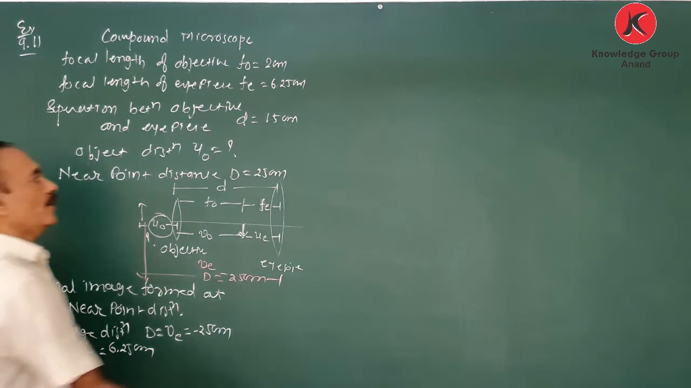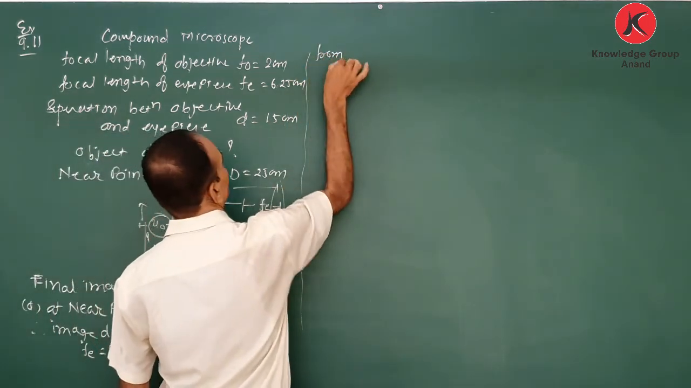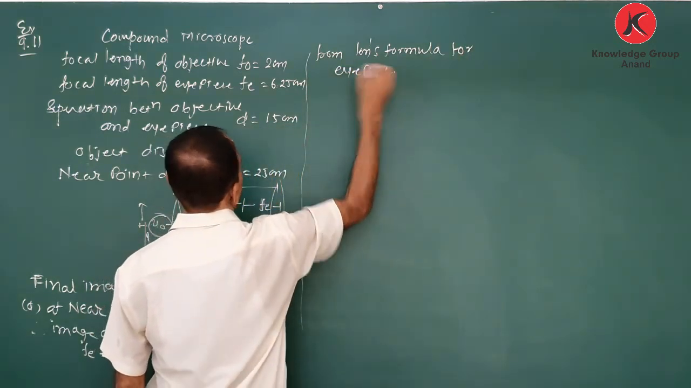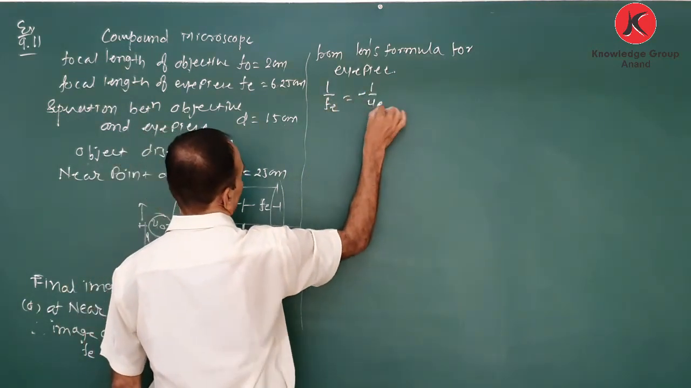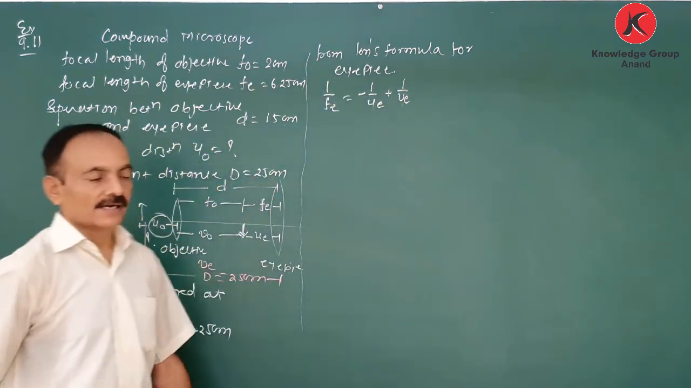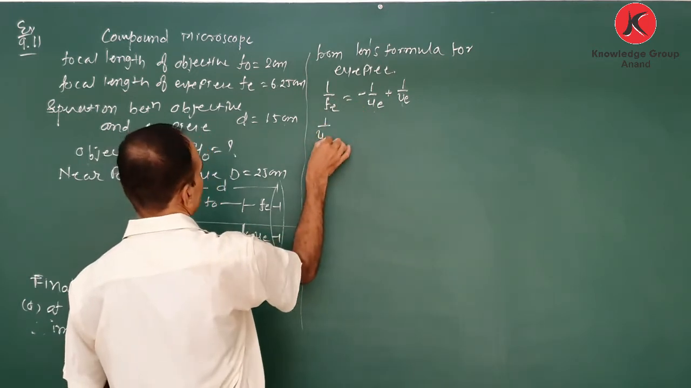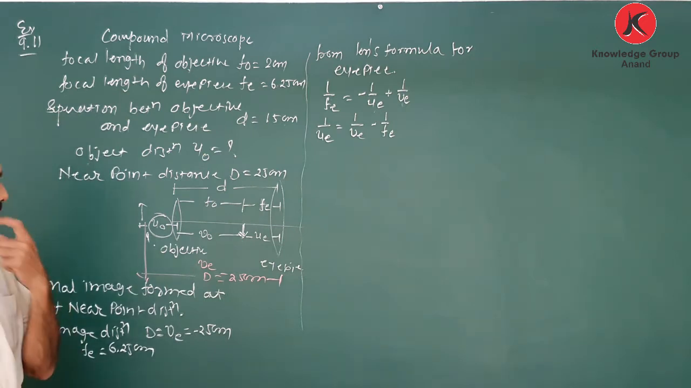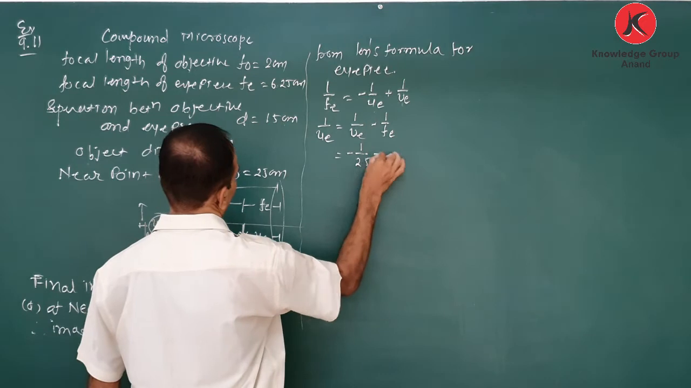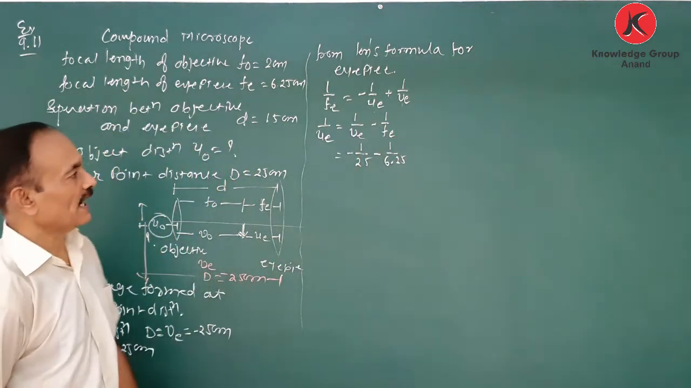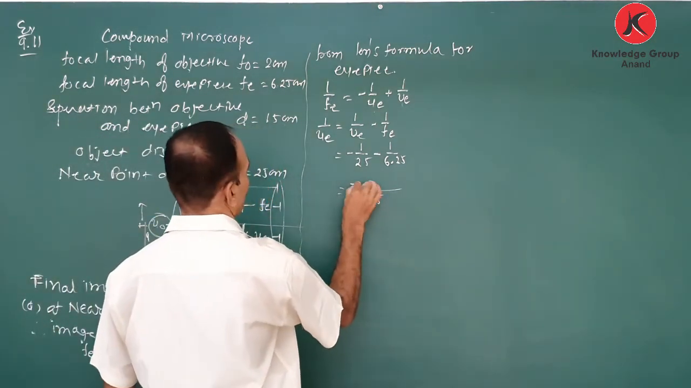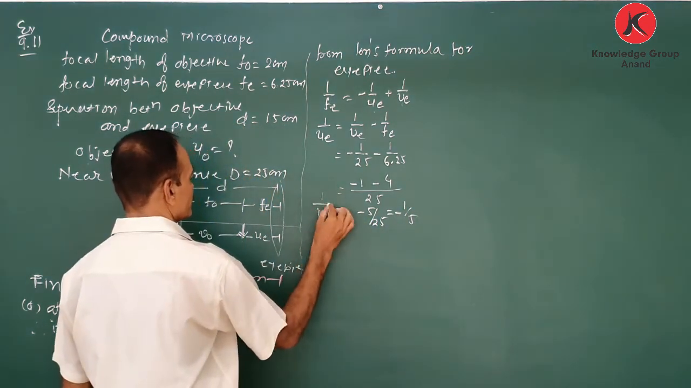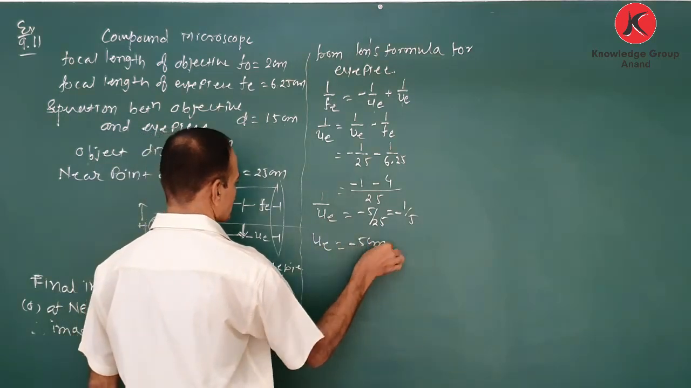centimeter. So from the lens formula for the eyepiece, 1 upon FE is equal to minus 1 upon UE plus 1 upon V. Now we require the UE. Therefore, take the 1 upon UE to this side. Therefore, 1 upon V minus 1 upon FE, so minus 1 upon 25 minus 1 upon 6.25. 25 is the LCM. Therefore, minus 1 minus 4, so minus 5 upon 25. So it is equal to minus 1 upon 5. That is 1 upon UE. Therefore, UE is equal to minus 5 centimeter.